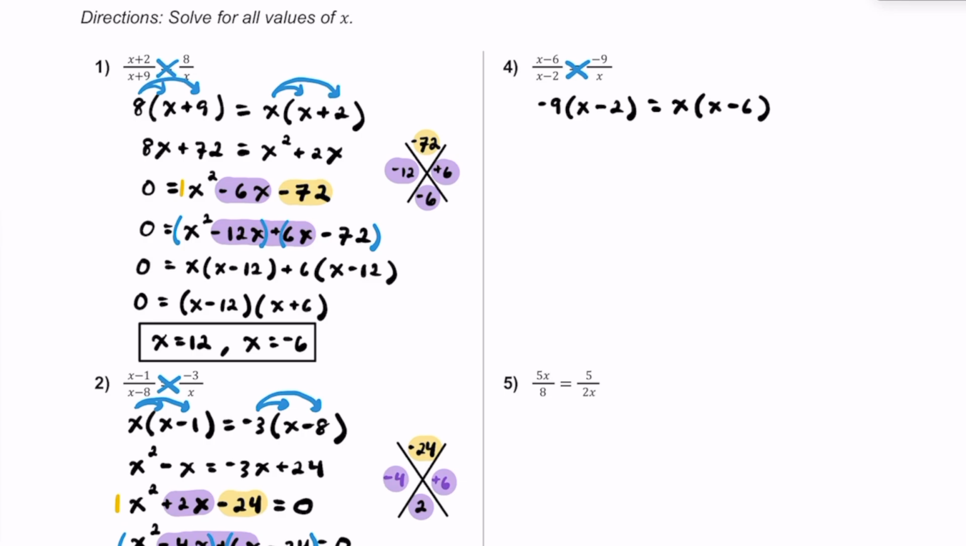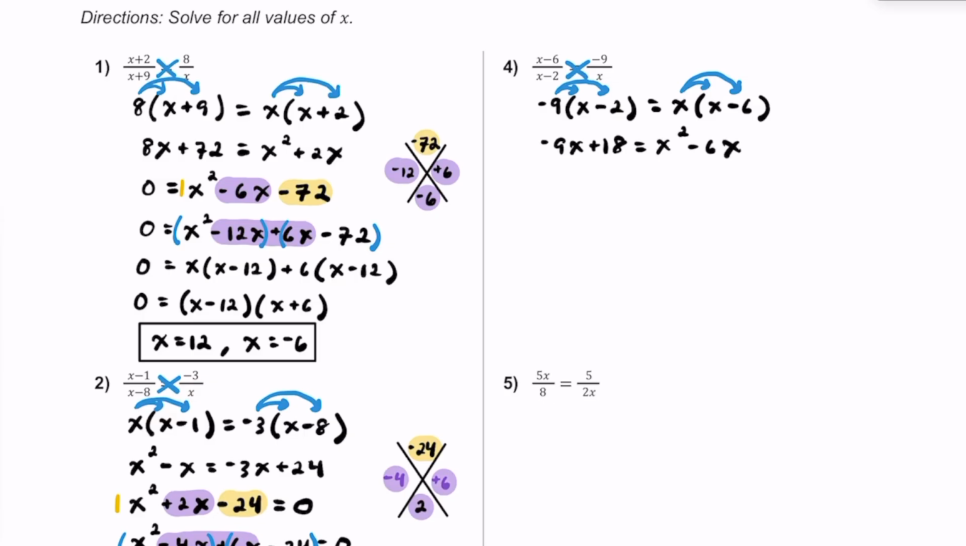Okay, so let's go ahead and just distribute this negative 9 on the left side and distribute the x on the right side. If you do that, on the left side we're going to have negative 9x plus 18, and on the right side we're going to have x squared minus 6x.